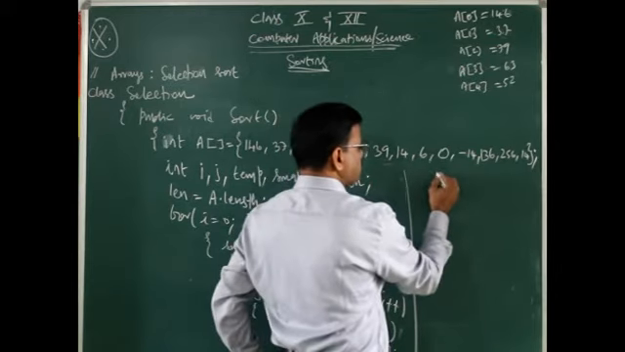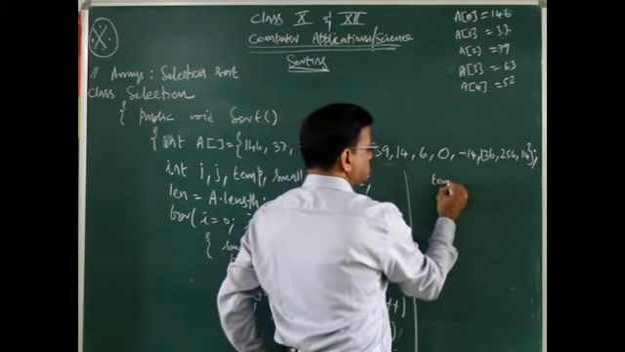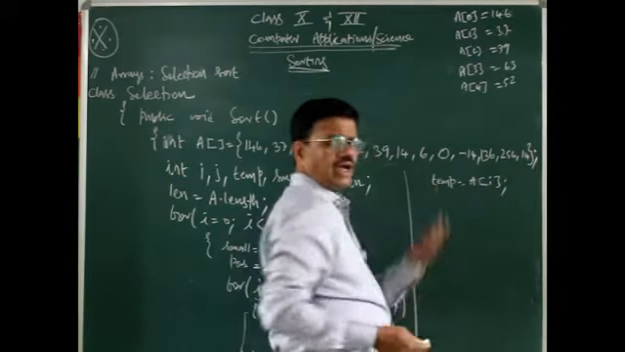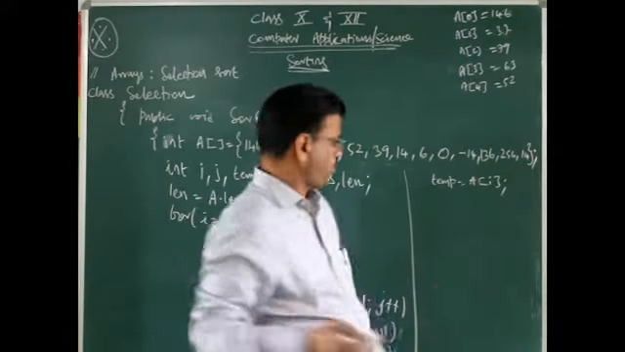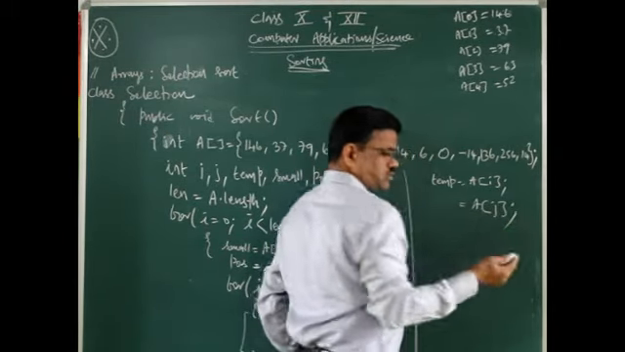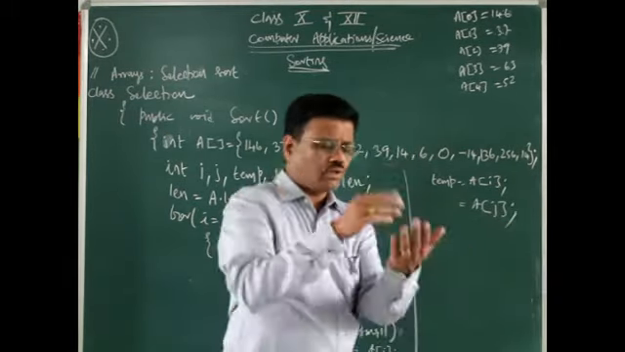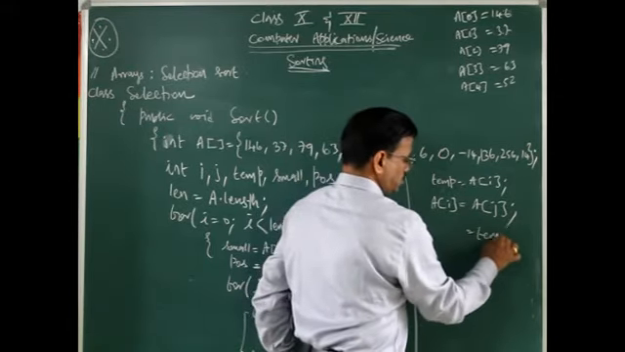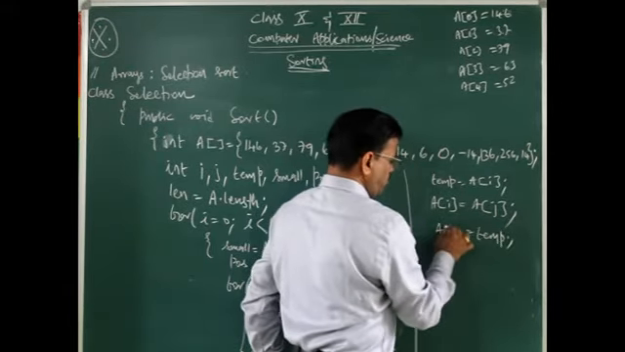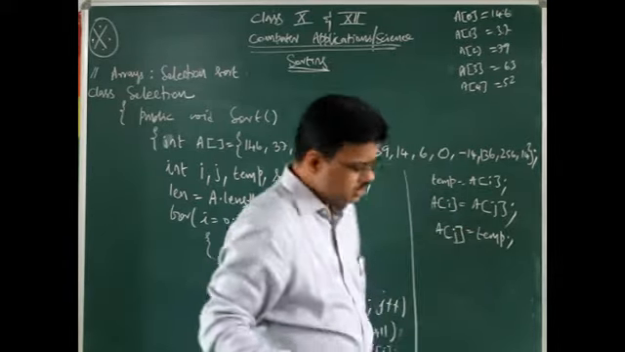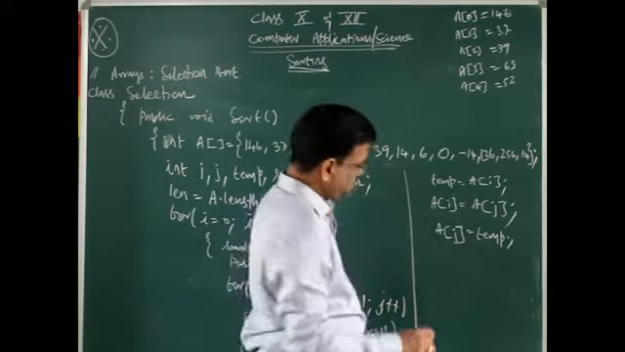What I will do is, temporary value will be A of I. I value will go to temp. Then, just now I told you, A of J will go to A of I. Then temp value will come to A of J. This is a very, very simple technique.